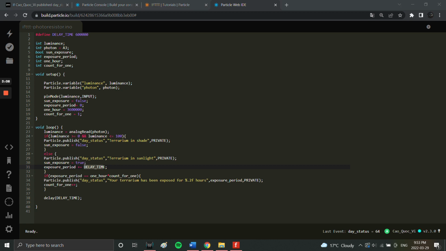So if the exposure period is equal to 1 hour, then we publish an event that your terrarium has been exposed for that period of hours, and the count is incremented. And this is the delay for the system.